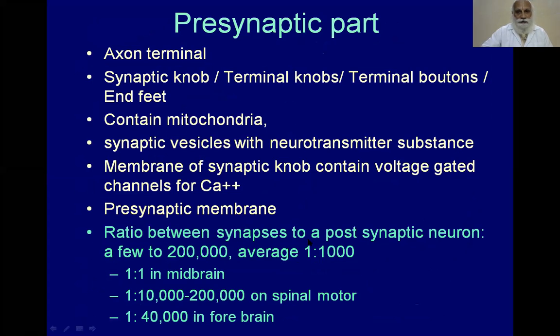The ratio of synapses to a postsynaptic neuron averages about 1 to 8,000, and can range from a few to 200,000. A 1 to 1 ratio is found in the midbrain, and in the forebrain we have about 1 to 40,000. So the ratios may vary from place to place in the nervous system.